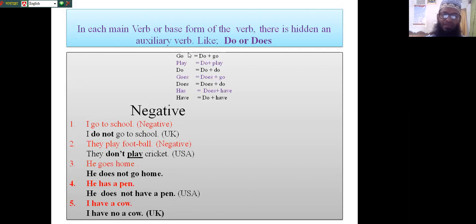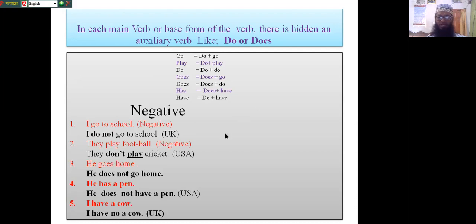From a main verb, we get do or does. When the subject is third person singular, you will get does. When the subject is first person or second person or third person plural, you will get do.